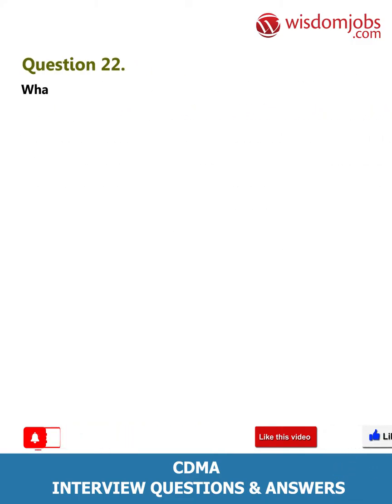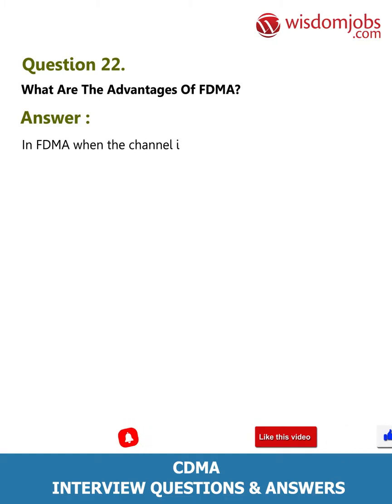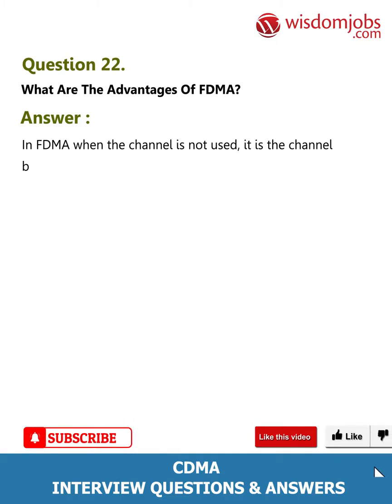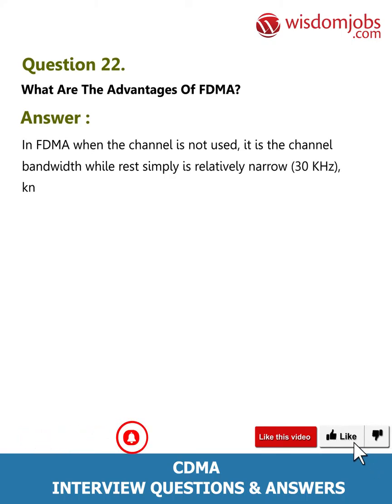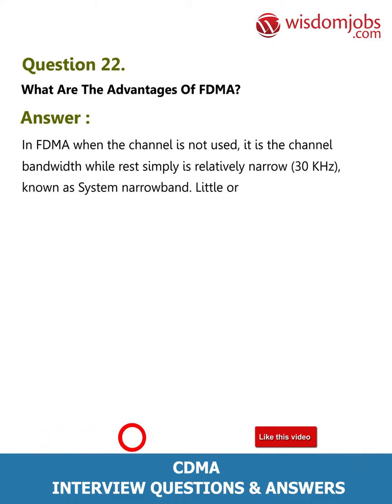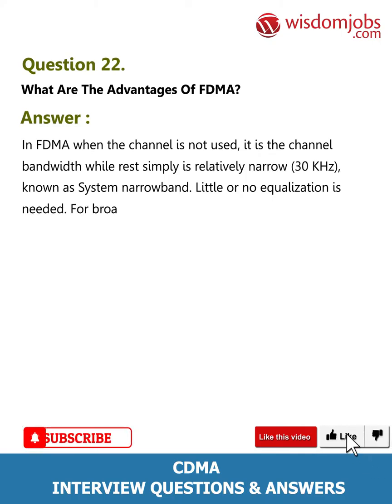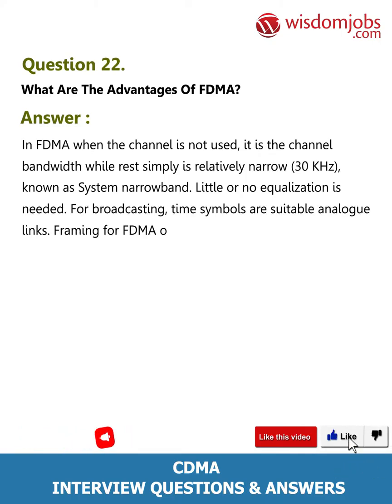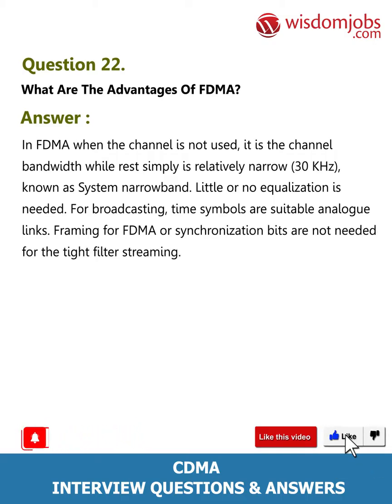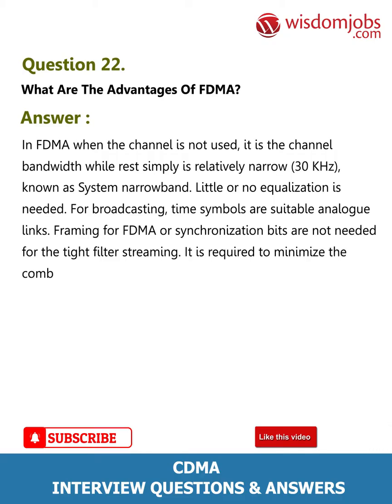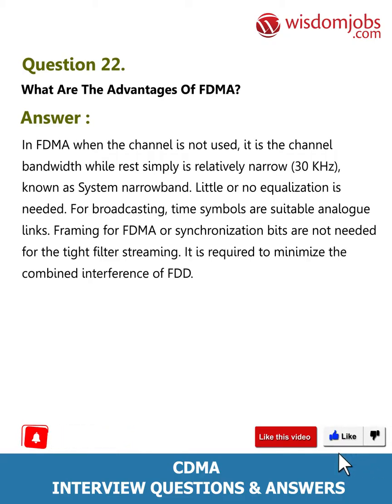Question 22. What are the advantages of FDMA? Answer: in FDMA, when the channel is not used, it is wasted. The channel bandwidth is relatively narrow, 30 kHz, known as narrow band. Little or no equalization is needed. For broadcasting, the time symbols are suitable for analog links. Framing or synchronization bits are not needed. Tight filtering is required to minimize the adjacent channel interference of FDD.